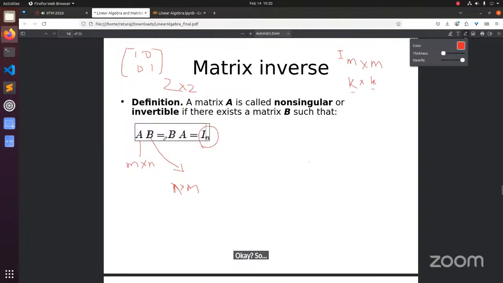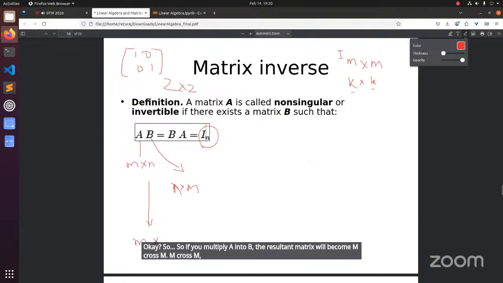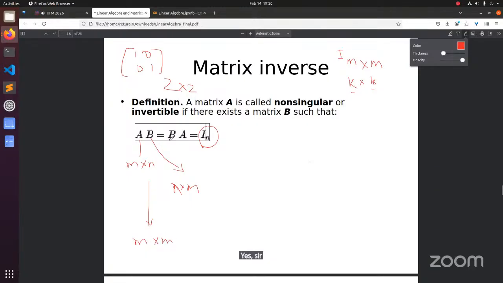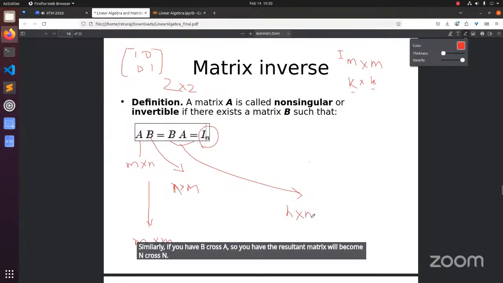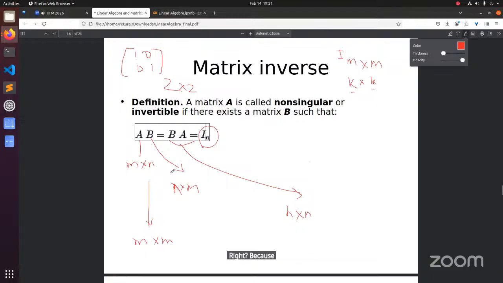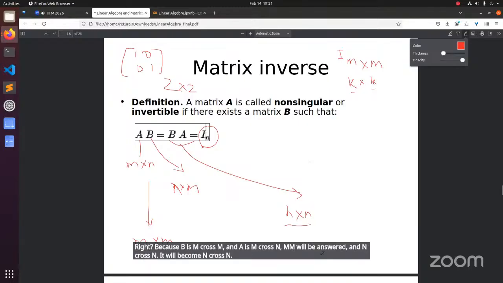So if you multiply A into B, the resultant matrix will become M cross M. M cross M, right? Yes, sir. Similarly, if you have B into A, the resultant matrix will become N cross N, right? Because B is N cross M and A is M cross N. M will be cancelled and it will become N cross N, right?